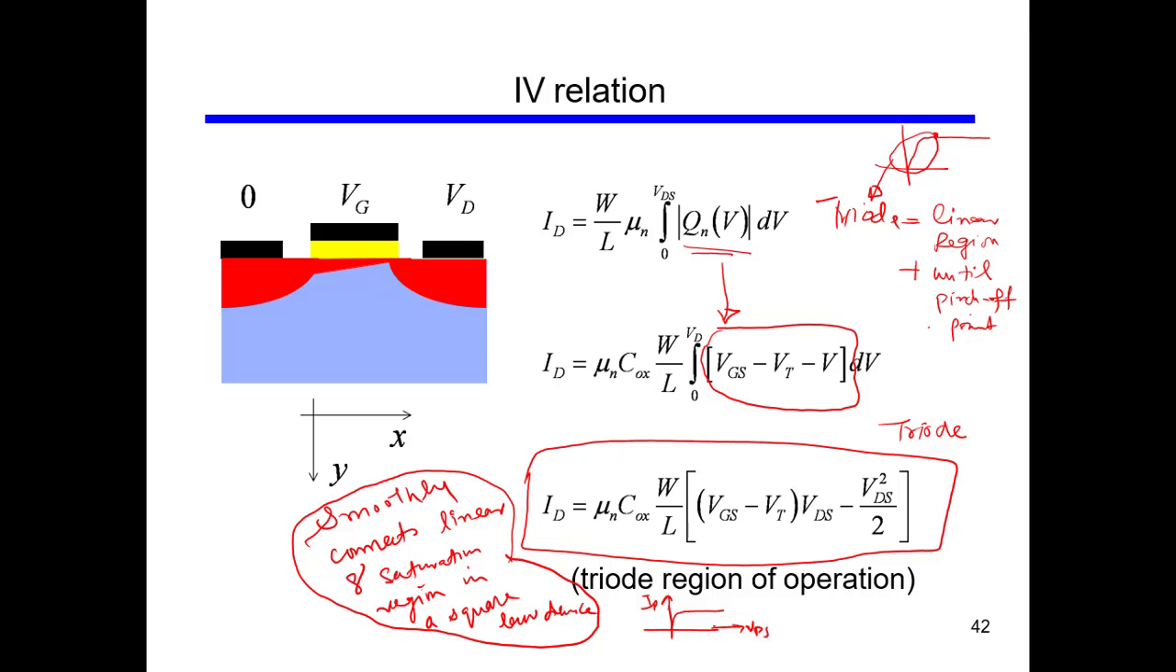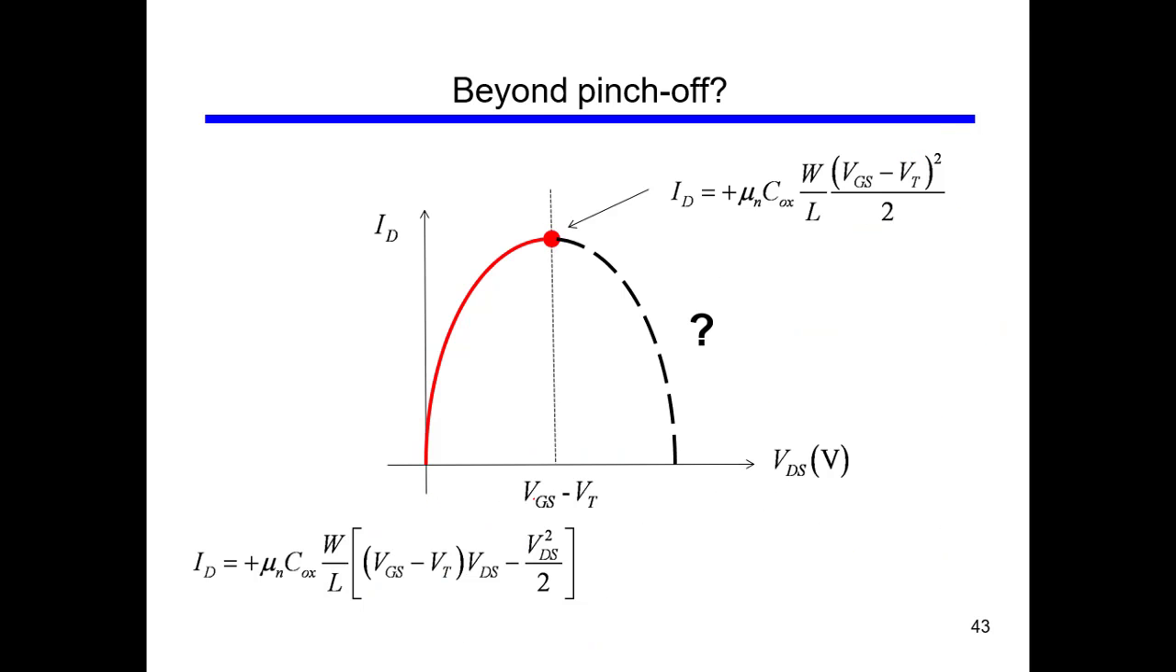We go all the way to the end of the linear region, and then from the end of the linear region to the pinch off point, this whole region is called the triode region. So this equation is applicable to the triode region. If we plot ID versus VDS using this formula, it will nicely follow the curve, but at this point, this is our pinch off point.